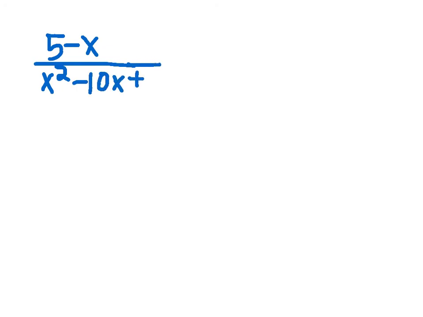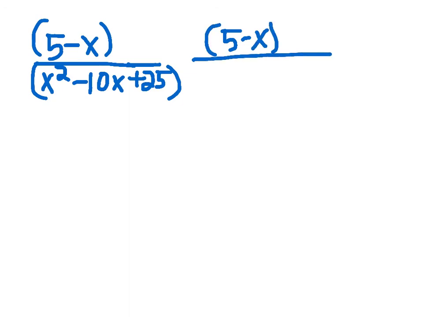But I can come into a situation where I start out with 5 minus x, for example, and I have x squared minus 10x plus 25. I'm going to put my polynomials in parentheses. 5 minus x can't be factored, but I can factor this. And I'm pretty sure you know what I'm doing here.